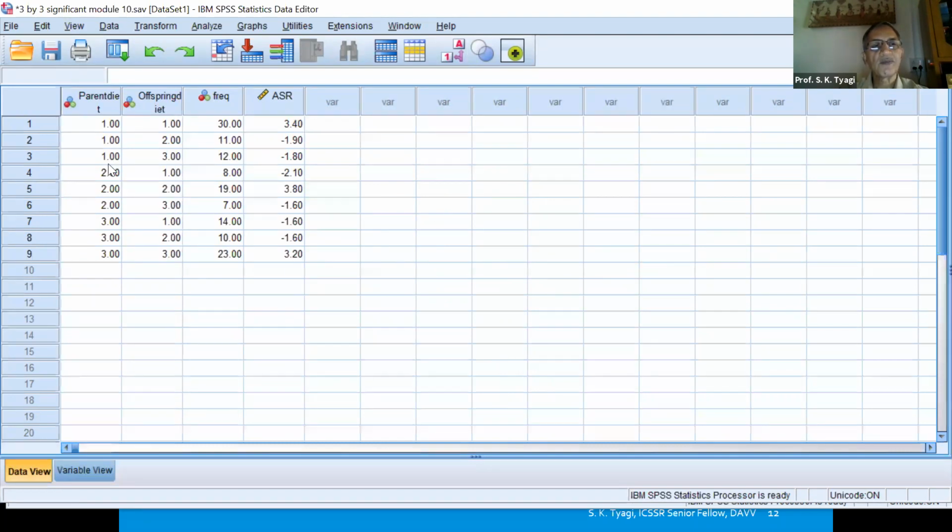So these are three parents: herbivorous. This is among herbivorous: herbivorous, carnivorous, omnivorous. Then another three are carnivorous: herbivorous, carnivorous, omnivorous. Then the third one, omnivorous: herbivorous, carnivorous, omnivorous. And these are the frequencies, 30, 11 taken up from that. So this way we can enter the data.